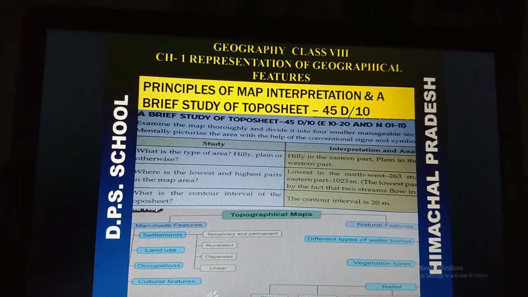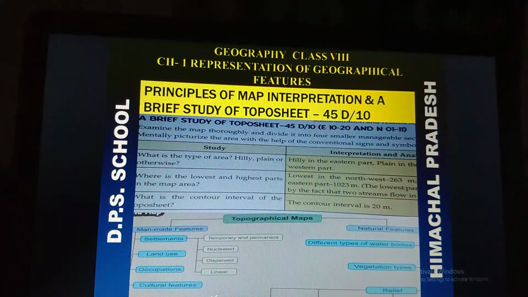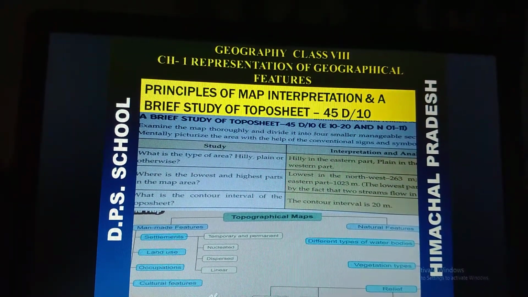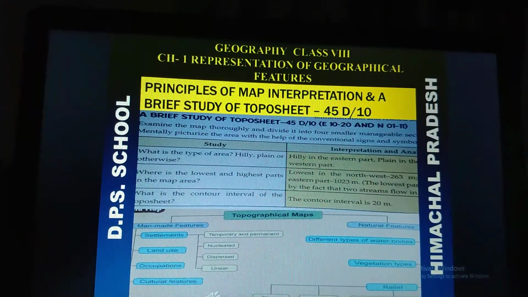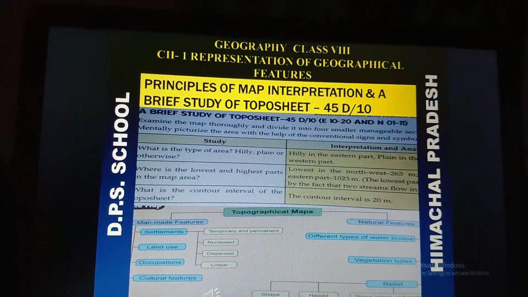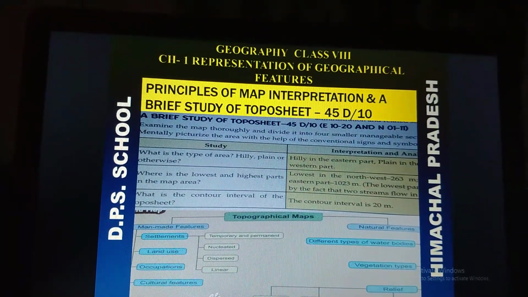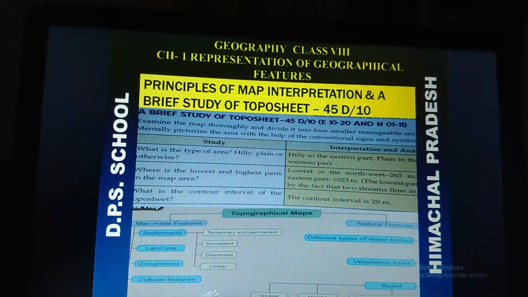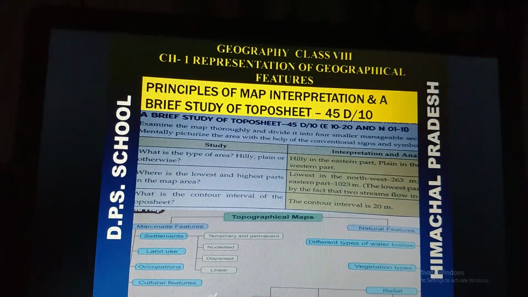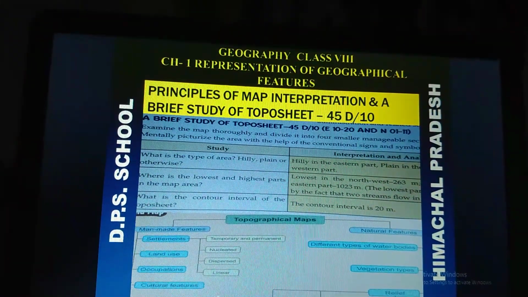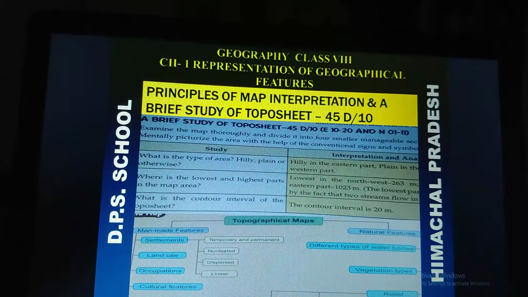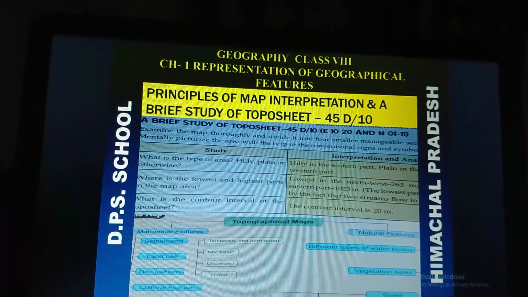Which is the largest settlement? What type is it? We can see the largest settlement is Dhauli. And what type is it? It is a linear settlement. So we come to the end of the brief study. We have seen a brief study of the topo sheets, the explanation of the interpretation of the topo sheet.